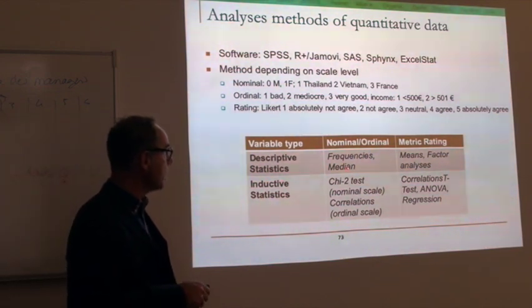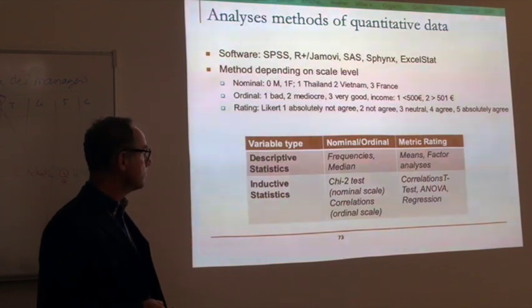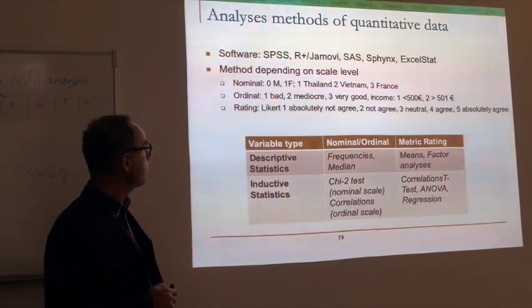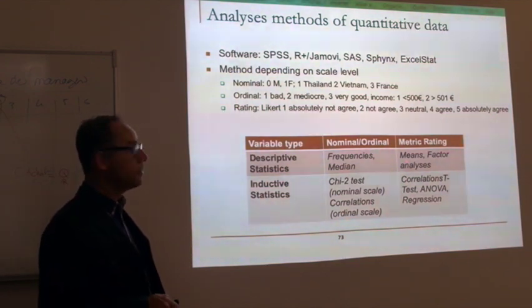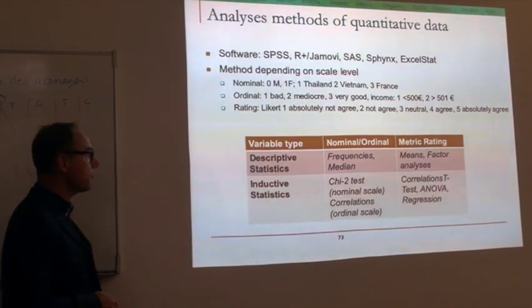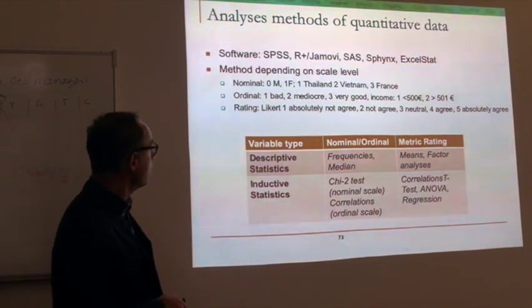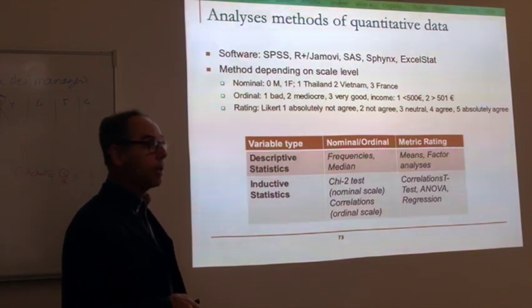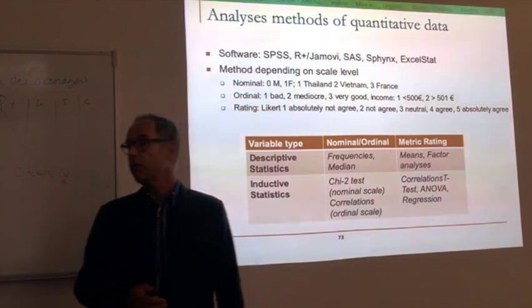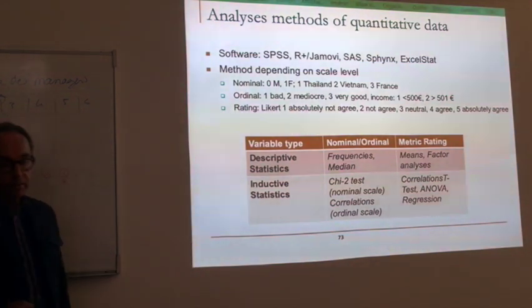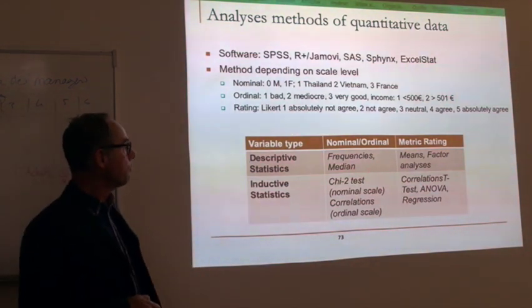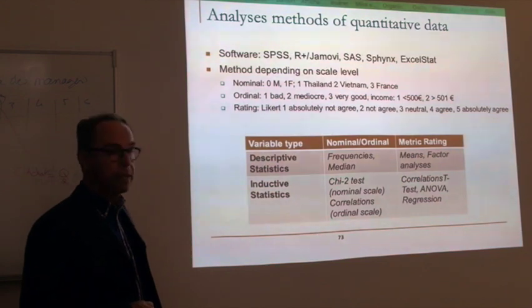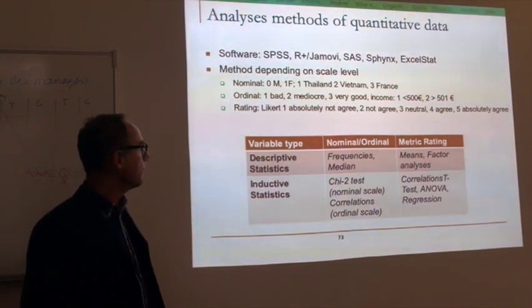And then according to the data, use different tests. If you have only nominal variables, you can use a chi-square test, but mostly you have metric variables, rating scales. Then you use traditional methods such as ANOVA and regression. You can start out with descriptive statistics, because in order to have a feeling for the data, it's always good to do descriptive statistics through frequencies or medians or means or factor analysis.